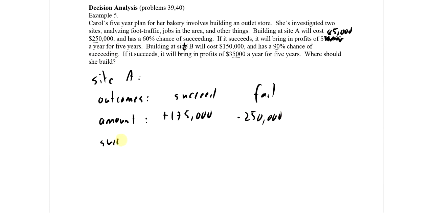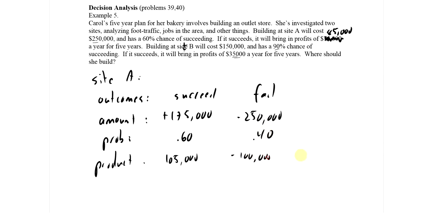What's the probability of success? Oops, sorry. What are the probabilities? Well, the probability of success is 60%. What then is the probability of failing? Well, that's 40%. And you multiply those together. 175,000 times 0.6 is 105,000. Minus 250,000 times 0.4 is minus 100,000. So what's the expectation value? Add these two numbers together. It's $5,000.